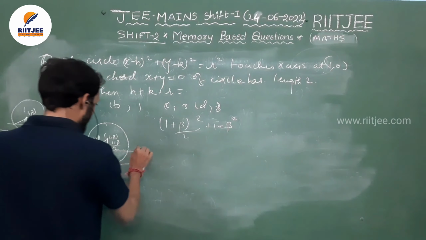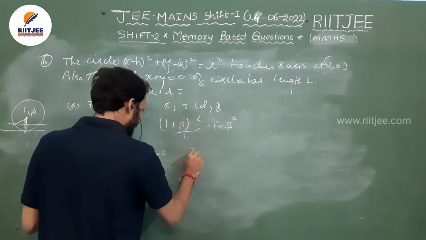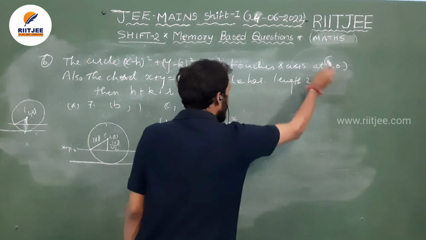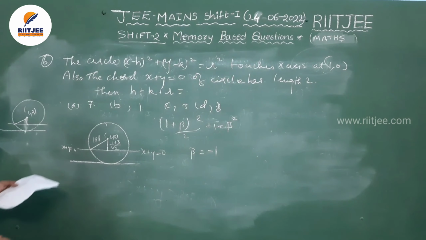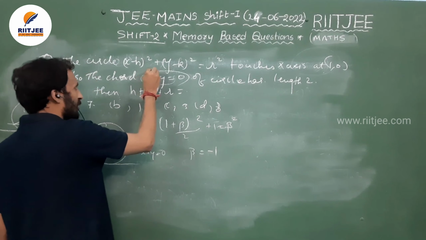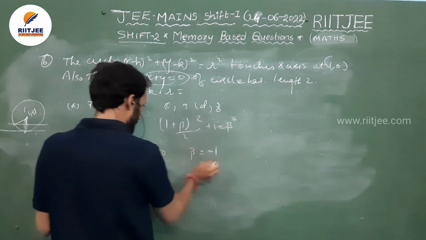So x plus y equals 0. Now beta is equal to minus 1. Beta is equal to minus 1 because you get these values when you solve with x plus y equals 0 over here. It is not a big issue, you can do this.